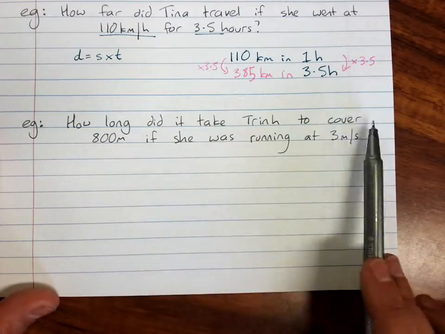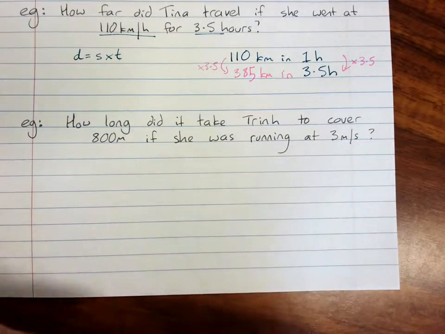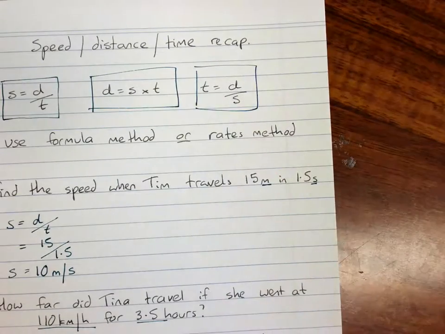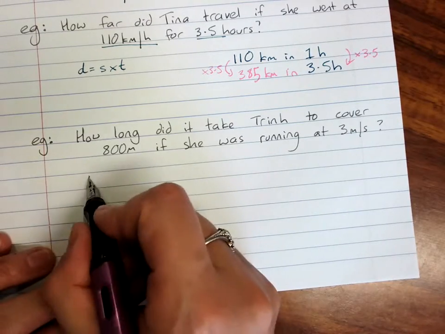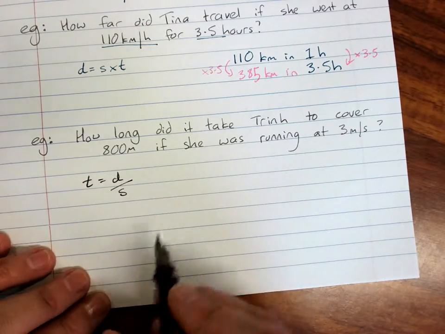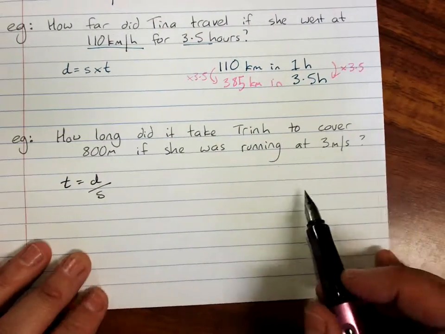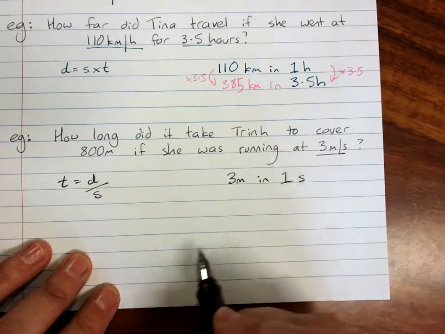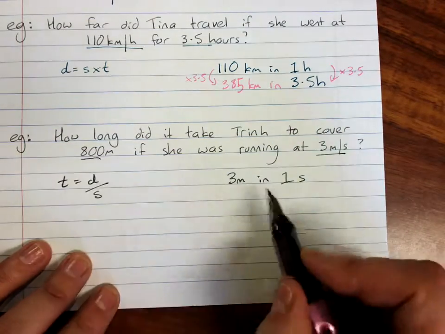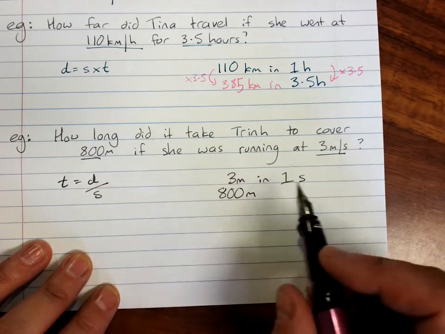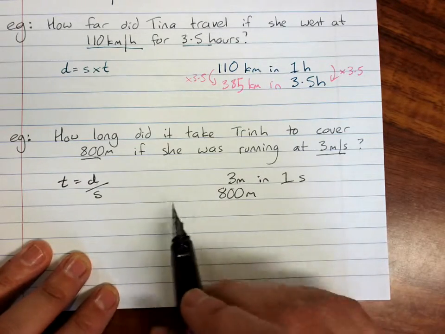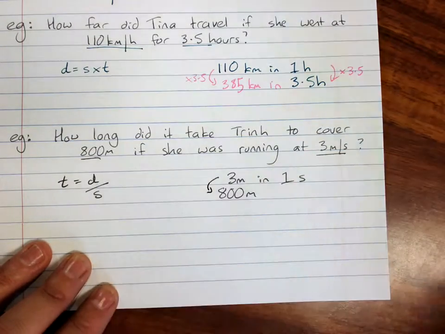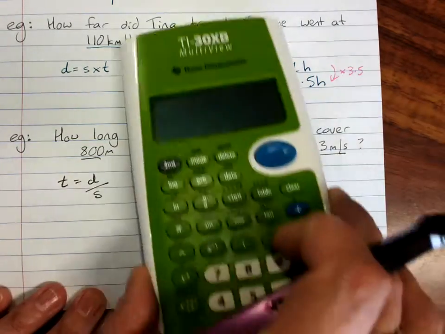How long did it take Trin to cover 800 metres if she was running at 3 metres per second? Well, it's a how long question, so that's time. If we wanted to use the formula, that's time equals distance divided by speed. If we wanted to use the rates method, you'd say 3 metres in 1 second, and I need to do 800 metres. So you'd work out, what did I times 3 by to get 800? That's really hard. So you use the trick where you divide back.